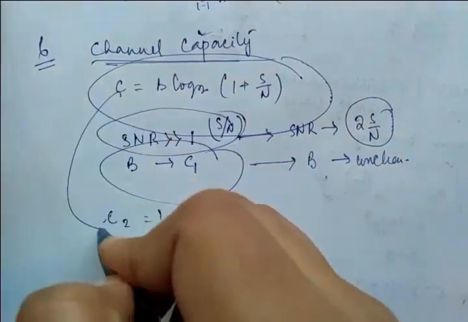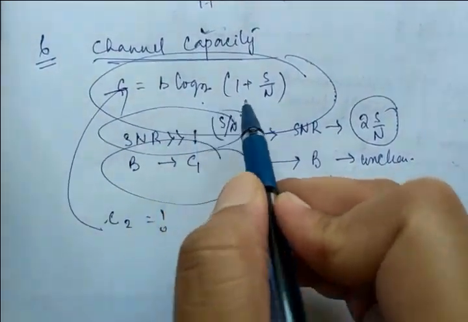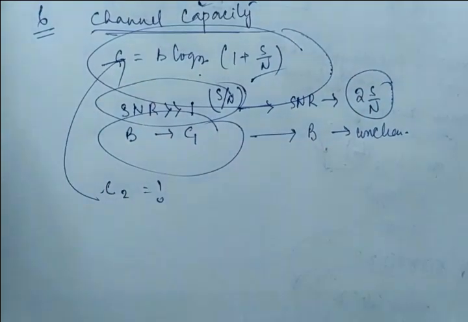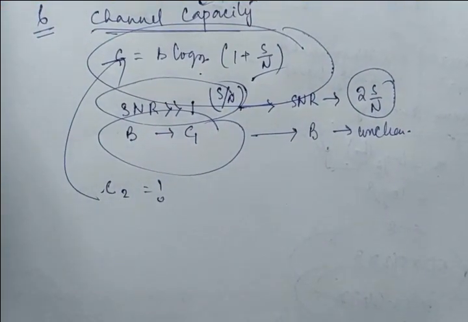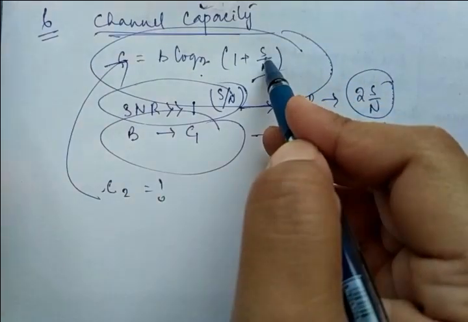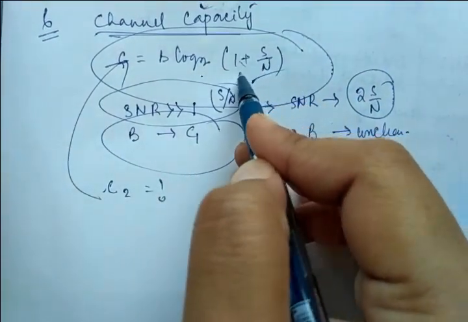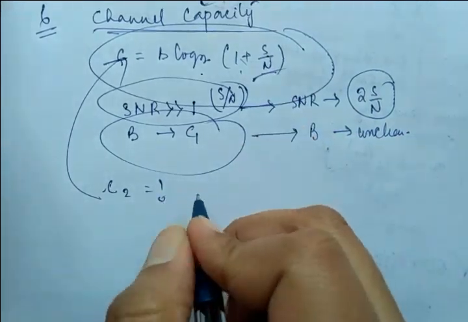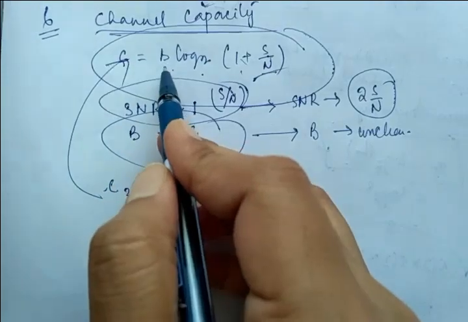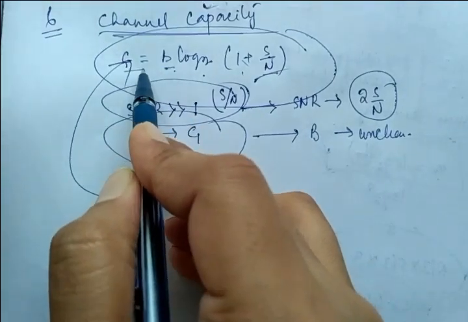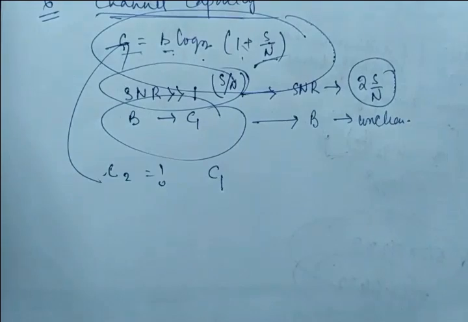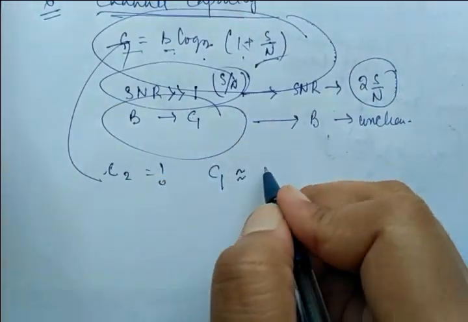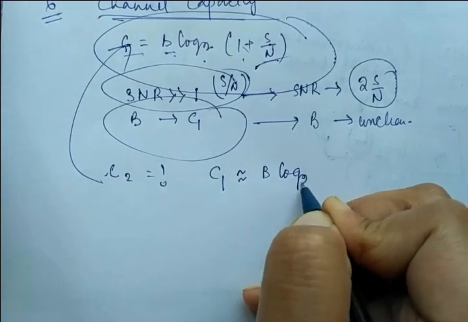So again, going to my mother formula, that is C equal to B log 2 (1 plus S by N). And the logic given in the question is that SNR is much greater than 1. So if it is much greater than 1, the 1 term can be negligible. We can neglect this. So if the bandwidth is B, the channel capacity is C1, right? So this C will be represented by C1. And C1 is nearly equal to, if SNR is much greater than 1, B log 2 S by N.